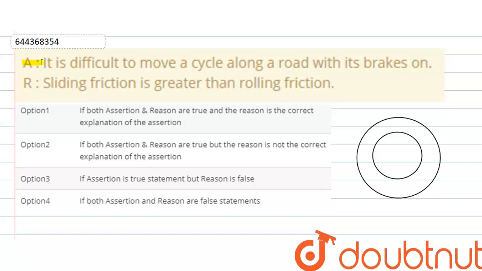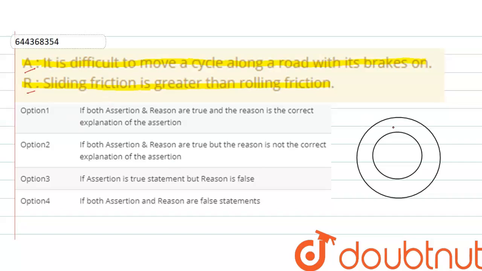Hello friends. So assertion for this question is given as it is difficult to move a cycle along a road with its brake on, and reason behind this is given as sliding friction is greater than the rolling friction. So friends, let's check whether these statements are correct or false.